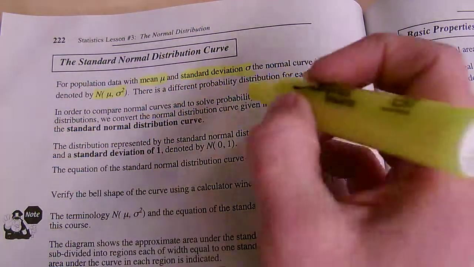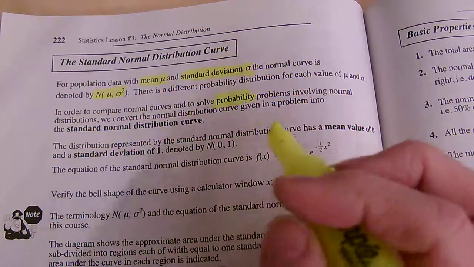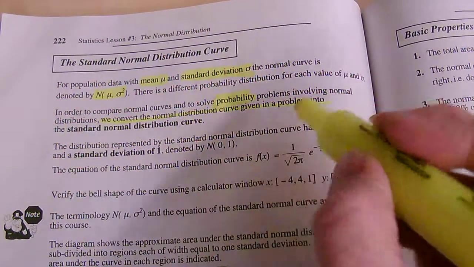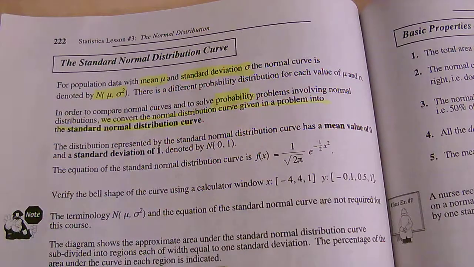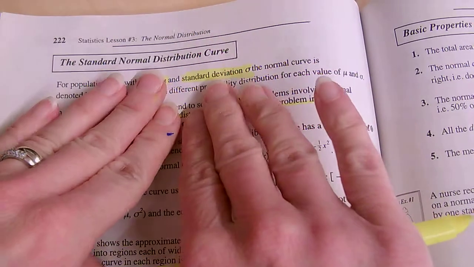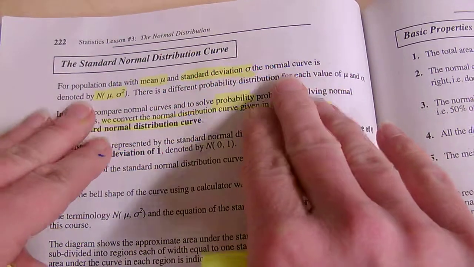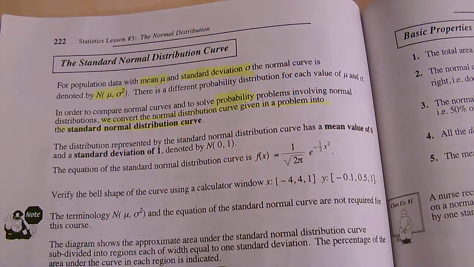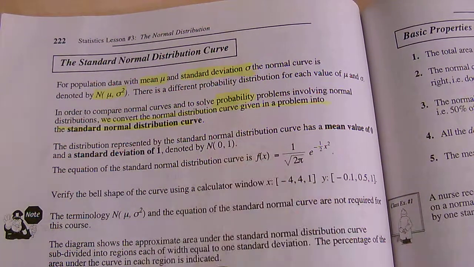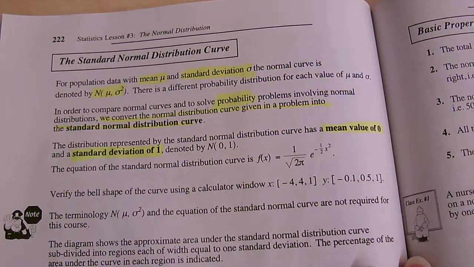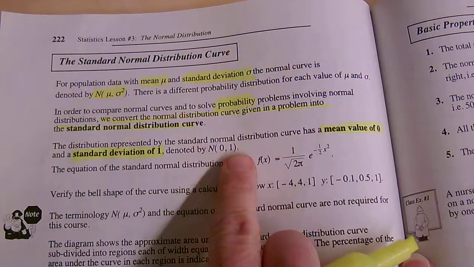In order to compare normal curves and to solve probability problems involving normal distributions, we're going to convert the normal distribution curves given in a problem into a standard normal distribution. Probability and other statistics, that's kind of the theme. We convert the information we're given into the standard normal distribution curve, where in the middle is the mean, then 34%, then the 13-ish%, and then the 2%-ish. The standard normal distribution curve has a mean value of 0 and a standard deviation of 1, denoted by capital N, 0, 1.